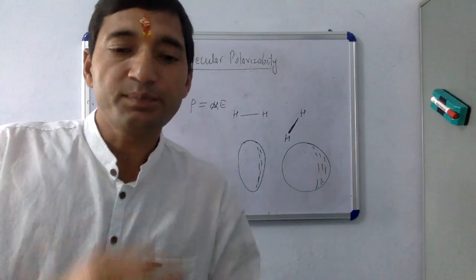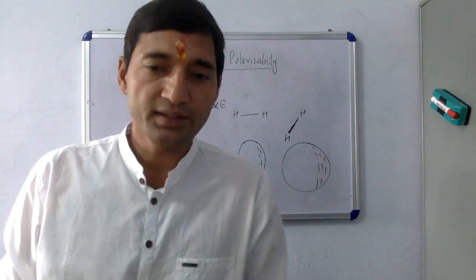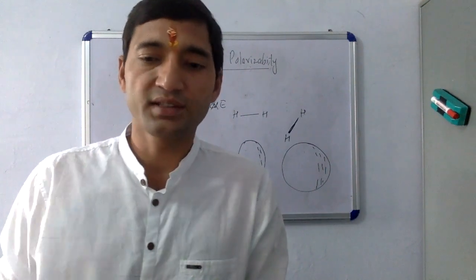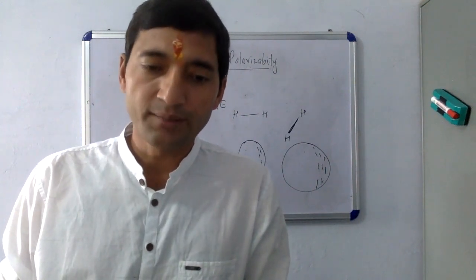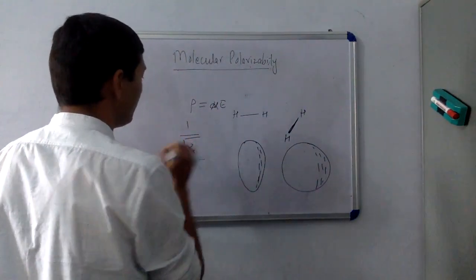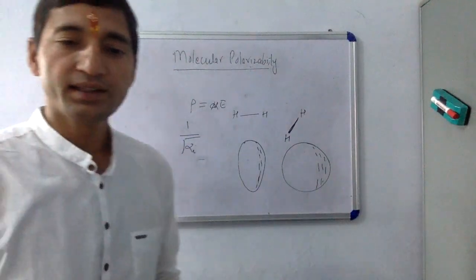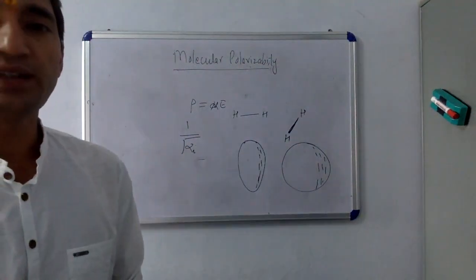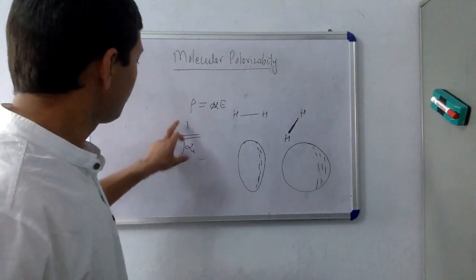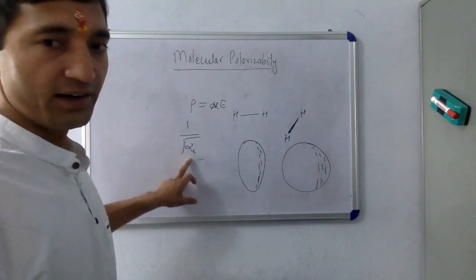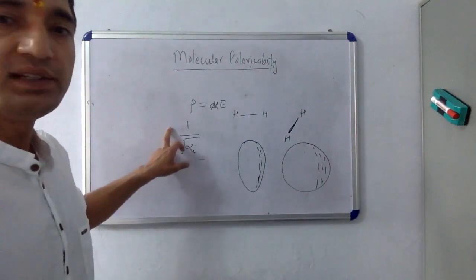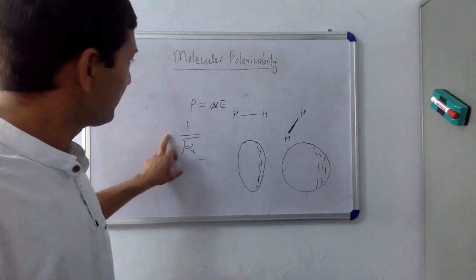Where this ellipsoid is a three-dimensional surface whose distance from the electrical center of a molecule, which is also the gravitational center, is simply proportional to 1 upon the square root of alpha I. Alpha I is the polarizability along the line joining the I point. Suppose I have some I point over here, then the distance depends on 1 upon the square root of alpha I. If this is higher, then the polarizability will be less. If it is smaller, then the polarizability is high.